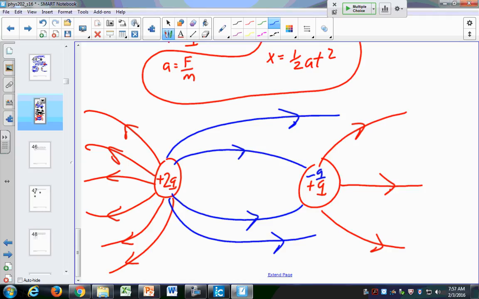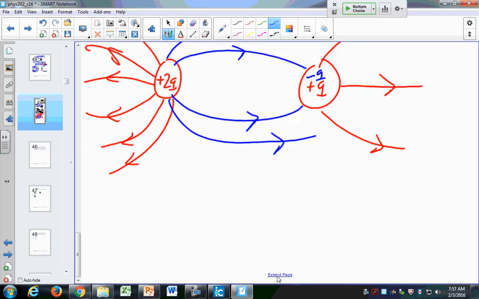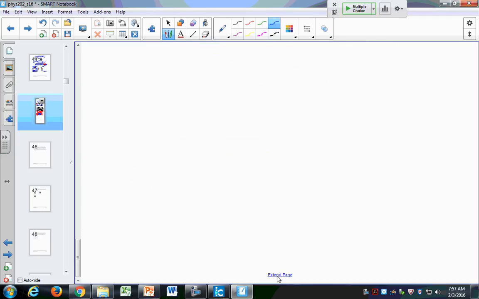All right. So let's do an electric field problem. They all work out basically the same. It's just how you are calculating your magnitudes. Are you using the universal law of gravitation? Are you using Coulomb's law? Or are you using E equals kQ over r squared?